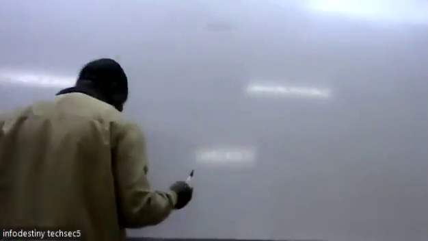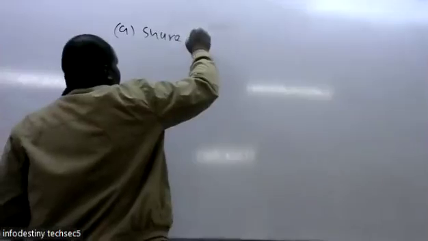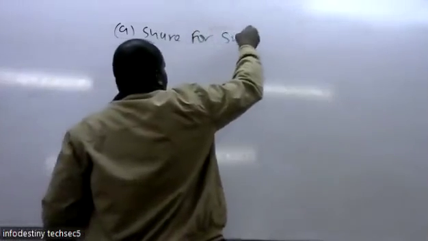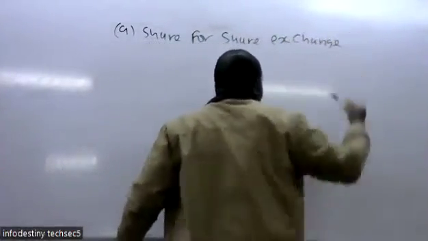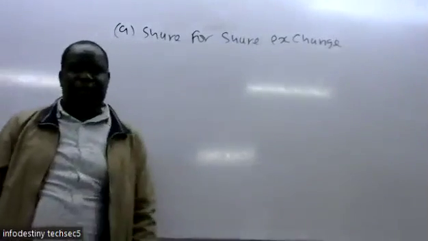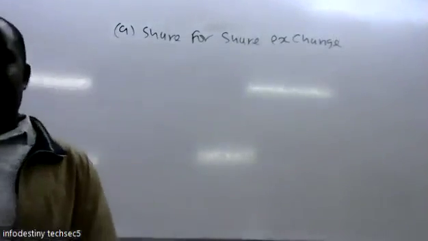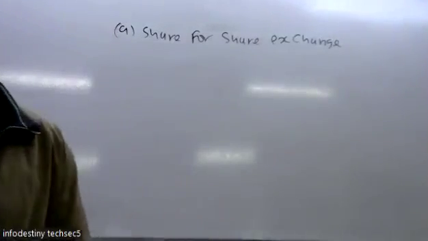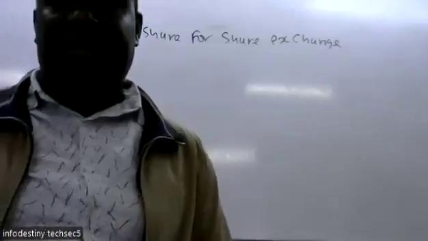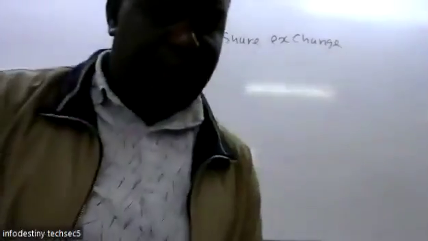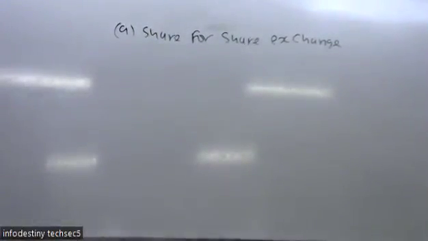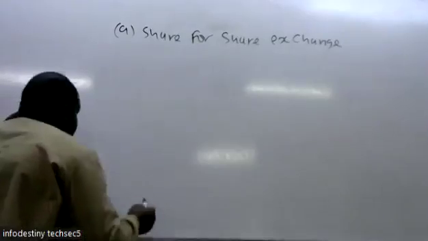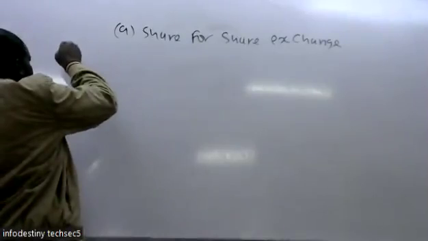So we start with A, share for share exchange. Normally, when it comes to share for share, we give out shares in order to acquire the shares in the target company, but we are not going into detail for that. What I want to show you is how to get the earning per share when it is share for share exchange. So I'll simply give you the formula.